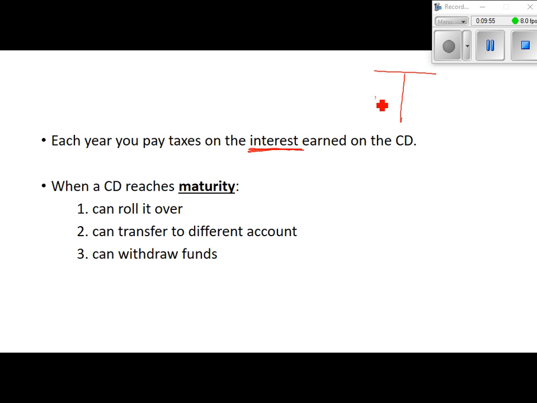When a CD reaches maturity, when it comes to the end of that term, so 1 year, 10 years, 5 years, whatever it is, there are 3 things you can do. You can roll it over into another CD account, which isn't the best thing to do usually, because if you're going to put it into another CD account, you again want to shop around to make sure you're getting the best possible rate that you can. You can transfer it to a different account, so maybe you transfer it to some other account where you're earning money on it, or you can just withdraw the funds and do whatever you want with it. Again, make sure you're writing down the letter.